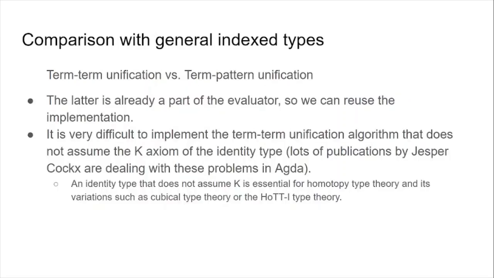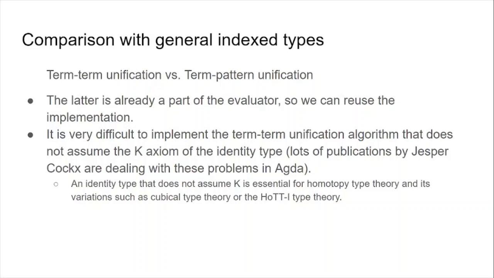Now, let us do a comparison with some related work. First of all, comparison with general index types. In general index types, we have term-term unification, and in simpler index types, we have term-pattern unification. The latter is already a part of the evaluator, so we can reuse some code in the implementation.